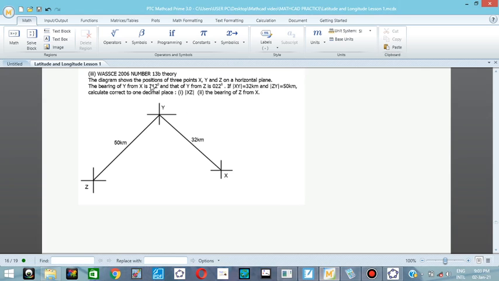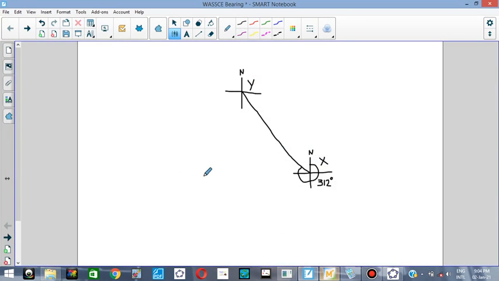Alright, let's go back to the question. So we have settled the first part from x to y. We have located that bearing. Then it now says the bearing of y from z. So there's also another point z. When we move from z to y, our bearing is 22. So from z, I need to locate a point called point z.